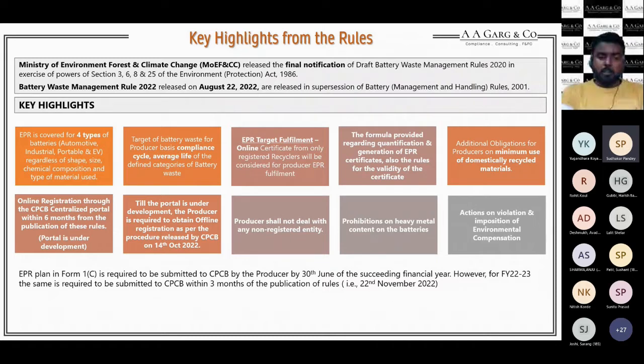Then the key important point, the important note that needs to be noted by every producer, is that the EPR plan in Form 1C is required to be submitted to the CPCB by the producer by 30th June of the succeeding financial year. Which means, if we are in a financial year and we have manufactured certain batteries, that needs to be reported to the CPCB by 30th June of the succeeding financial year. However, for the year FY 22-23, this EPR plan is required to be submitted within 3 months from the publication of these rules. So the timeline for filing the EPR plan is 22nd November 2022 for the year 22-23. So these are the key highlights from the rule that we have captured.